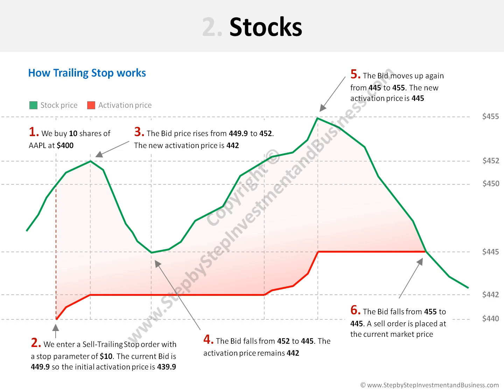Finally, suppose that from that moment the stock falls, and consequently the bid decreases from $455 to $445. At that time, as the bid equals our activation price, a sell order is placed at the current market price.